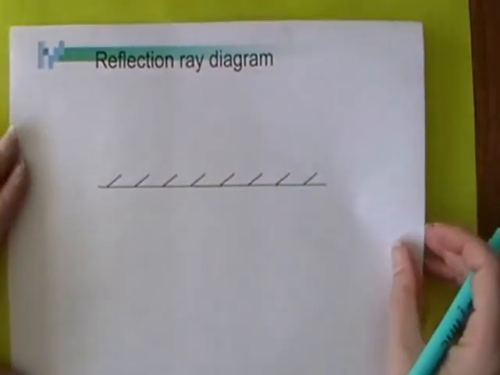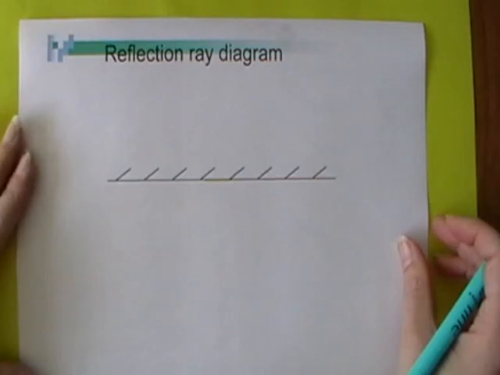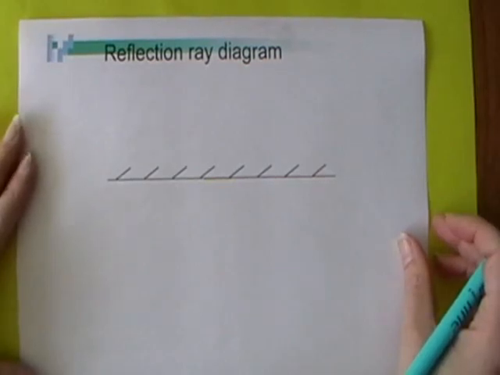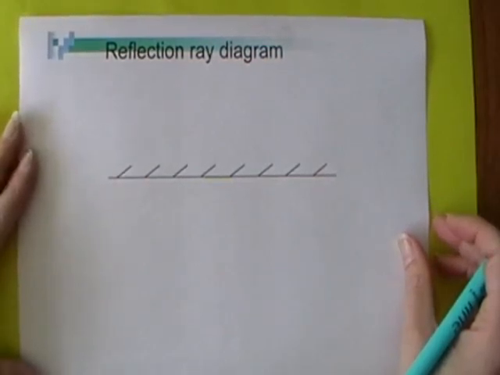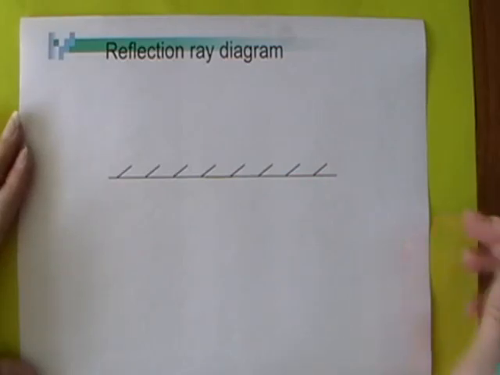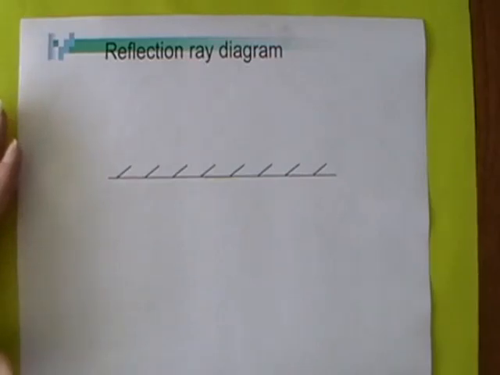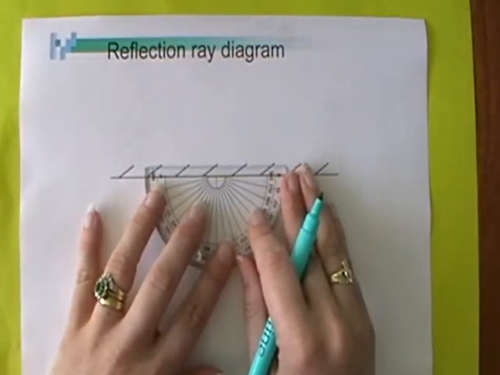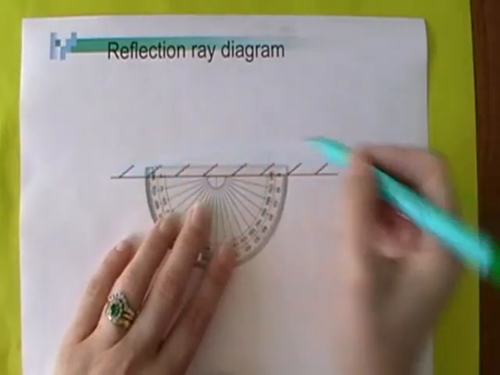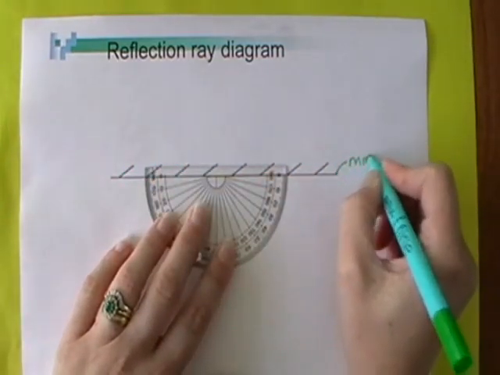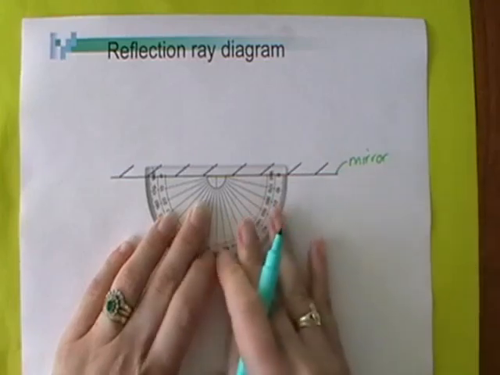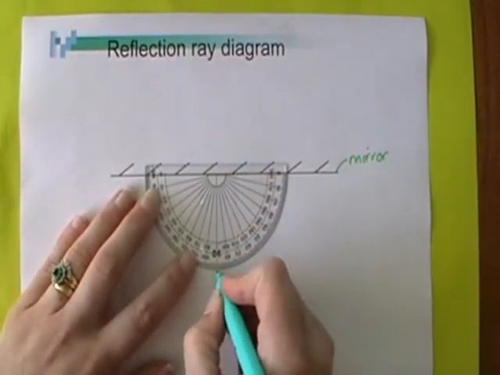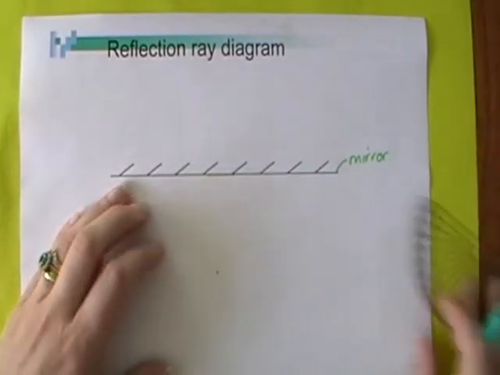So as a result of this, we can draw a reflection ray diagram. And frequently in tests, this would be a standard question, to draw a ray diagram for reflection given the angle of incidence. And the first thing that we must do is lay our protractor on the surface, the line which is the surface of the mirror. So this is our mirror line. And we lay the protractor on and we find the 90 degrees.